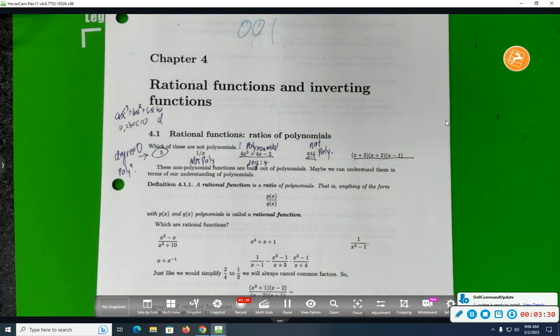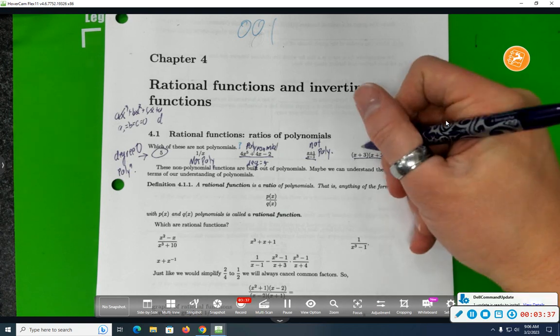What about this last one? Polynomial or not? Polynomial? Yeah, right. You would FOIL it out. You get a degree 3 polynomial.